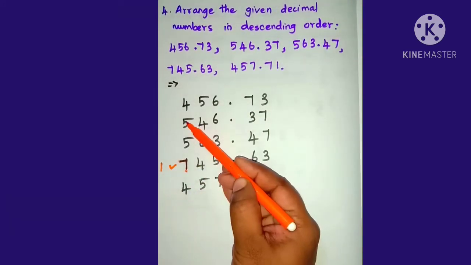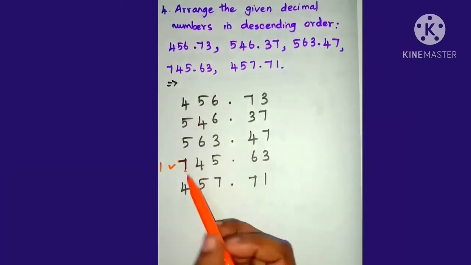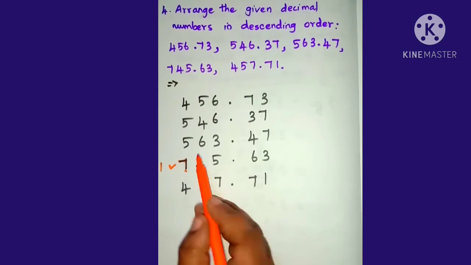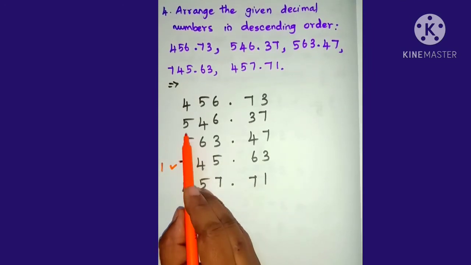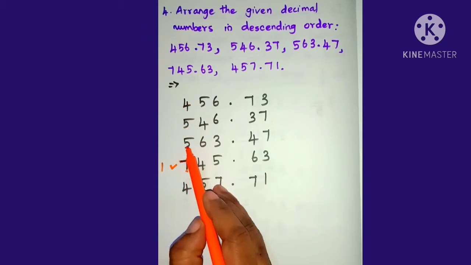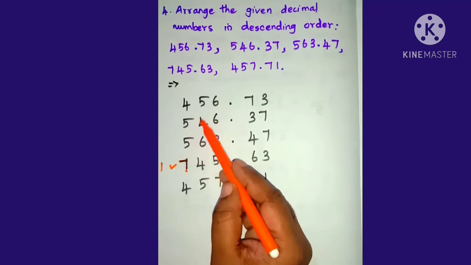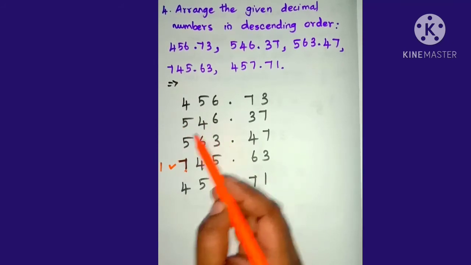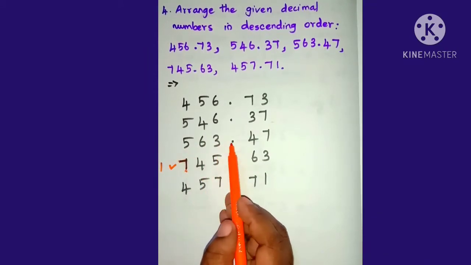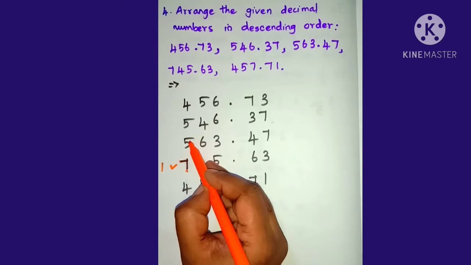here in the whole number, hundreds place digits are 5 and 5, and here 4 and 4. Two numbers are there. So comparing 5 to 4 hundreds, 500 is the largest number, isn't it? So we have to compare these two numbers, 546.37 and 563.47. So now 5 and 5.